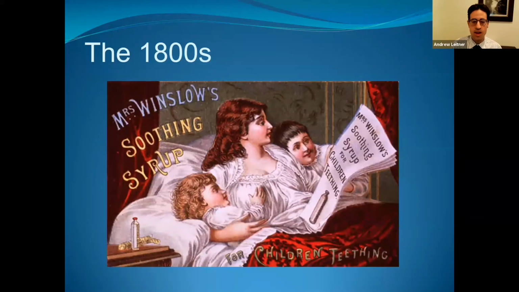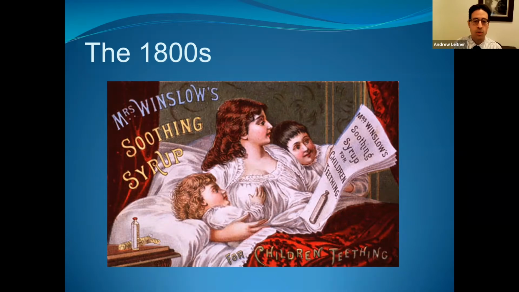Just to give a sense of how widespread opioid use was by that point, middle of the 1800s and late 1800s, this was an advertisement for families with teething children that were crying and uncomfortable. This is Mrs. Winslow's soothing syrup, which contained two active ingredients, alcohol and morphine. So opioids were everywhere. Clearly, there were problems with this.